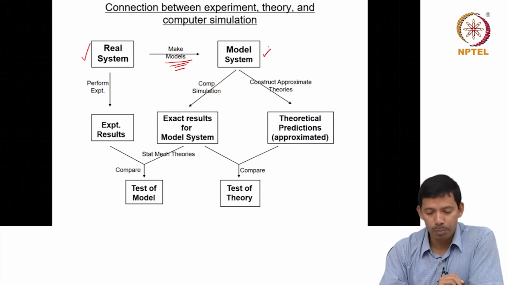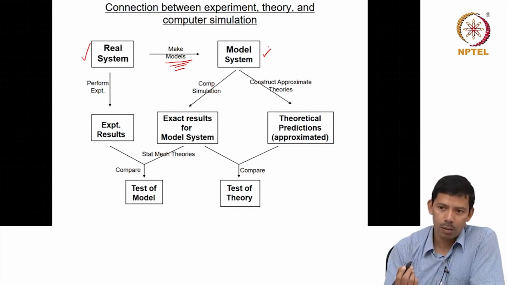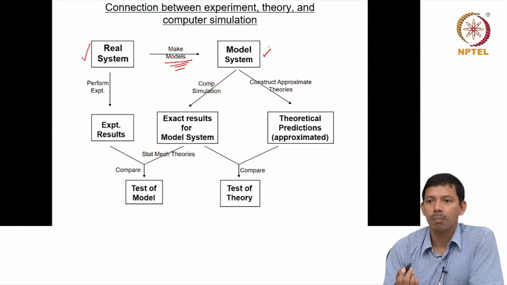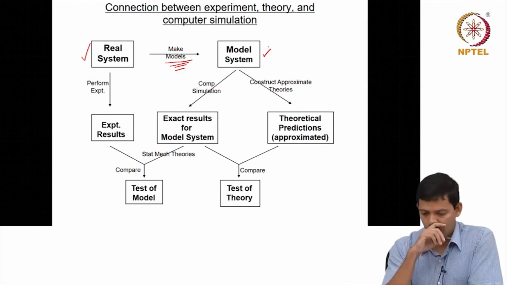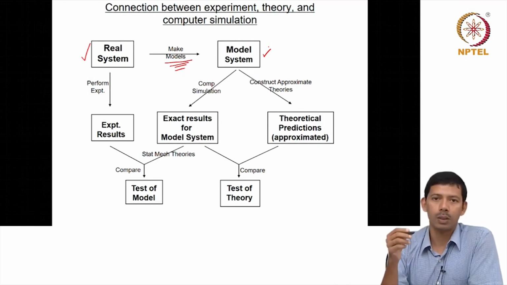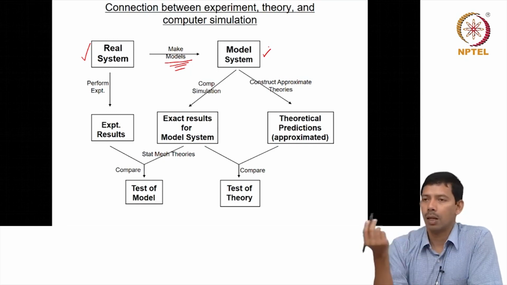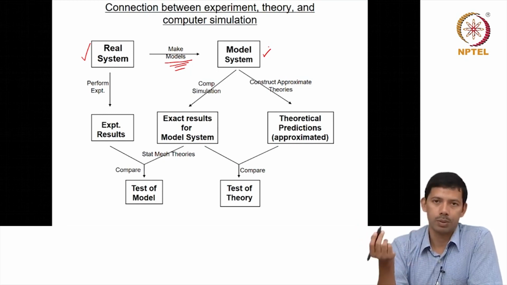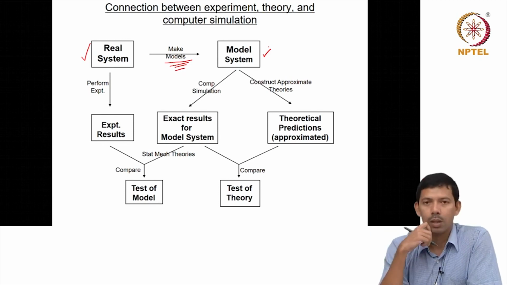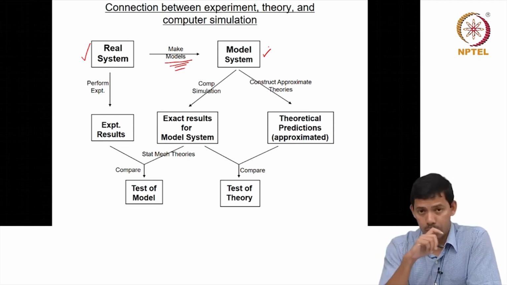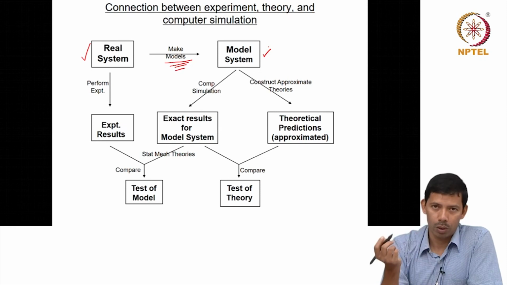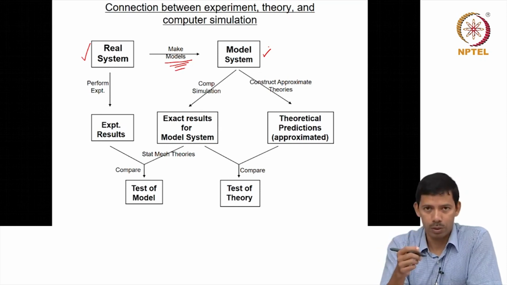So what do you mean by making a model? As I said, you make a model of water by describing that it has hydrogen, oxygen, hydrogen. It has an HO bond, it has an OH bond, it has an HOH angle, and it has partial negative charge on oxygen and partial positive charge on the two hydrogens. So you make the model, and that's your model system.